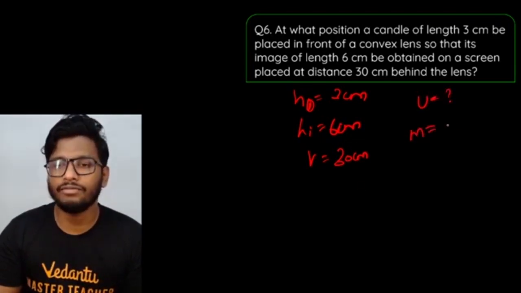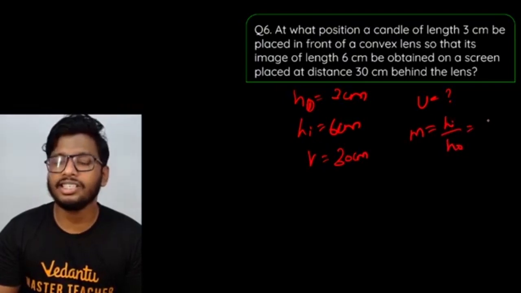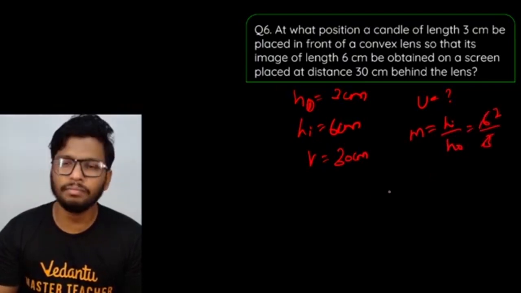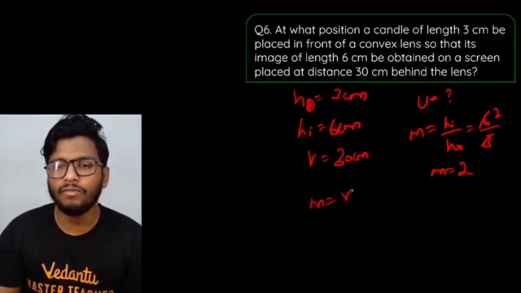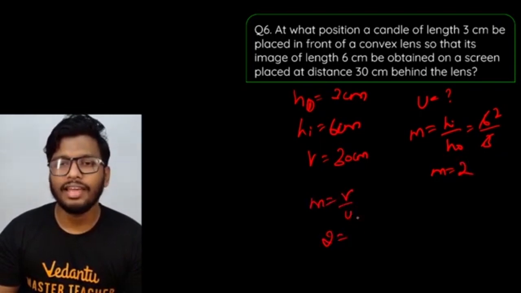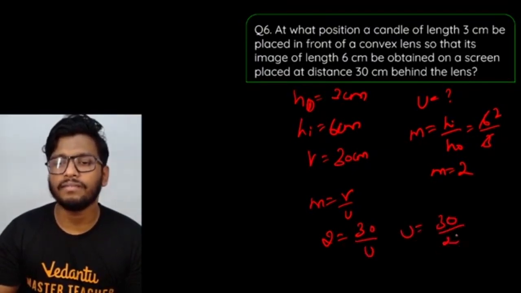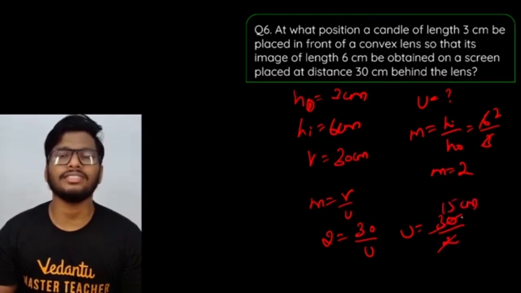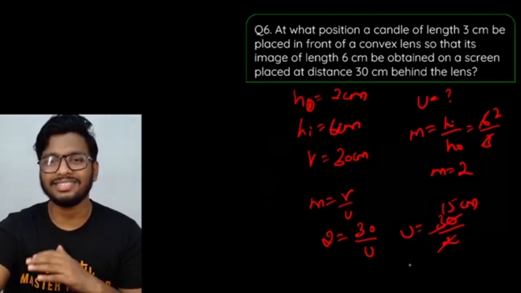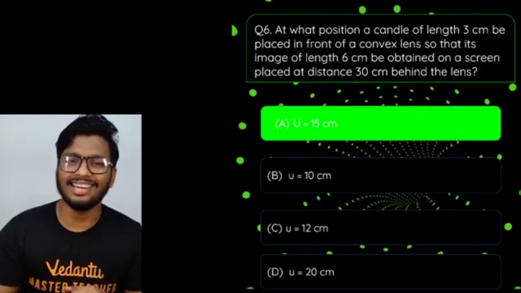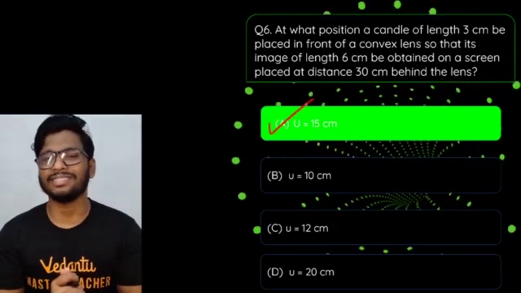First of all, find out magnification, which is HI divided by H naught. HI is nothing but 6 divided by 3, which is nothing but 2. Simple. So magnification you find out as 2. Now magnification is also V by U. Magnification is 2. Image distance is given as 30 centimeters behind the lens, that means it's going to be positive itself, divided by U. So U is equal to 30 divided by 2, which is nothing but 15 centimeters. That's all. The answer is option number A, which is U is equal to 15 centimeters. Very simple question again.